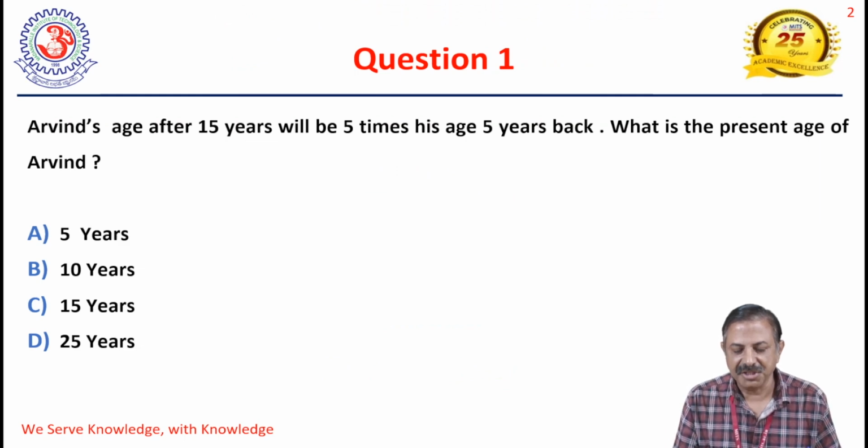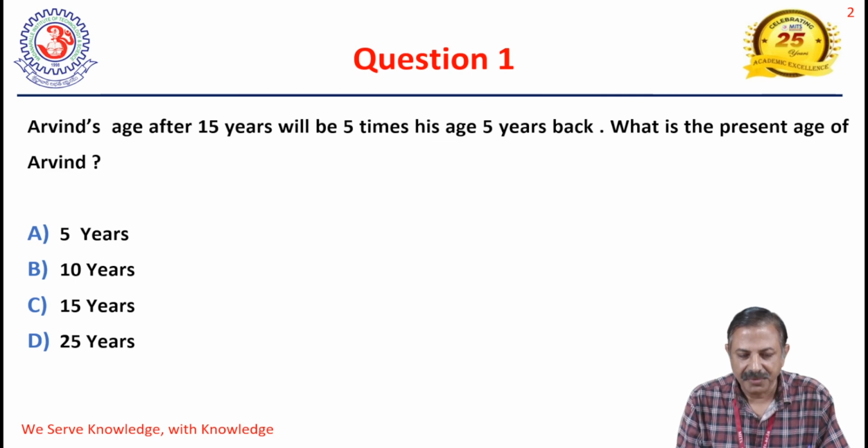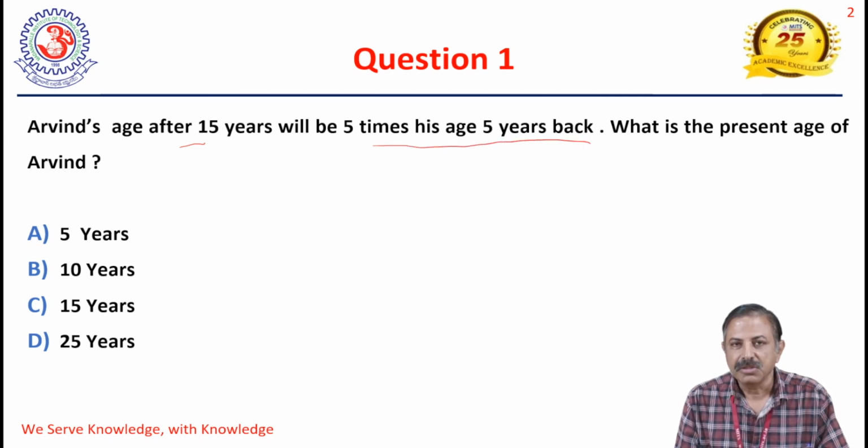Let me read the question. Question number 1. Arvind's age after 15 years will be 5 times his age 5 years back. What is the present age of Arvind? So let me go directly to the options. Arvind's age after 15 years will be 5 times his age 5 years back. So we get some confusion how to solve this question. Let us go directly to the options.